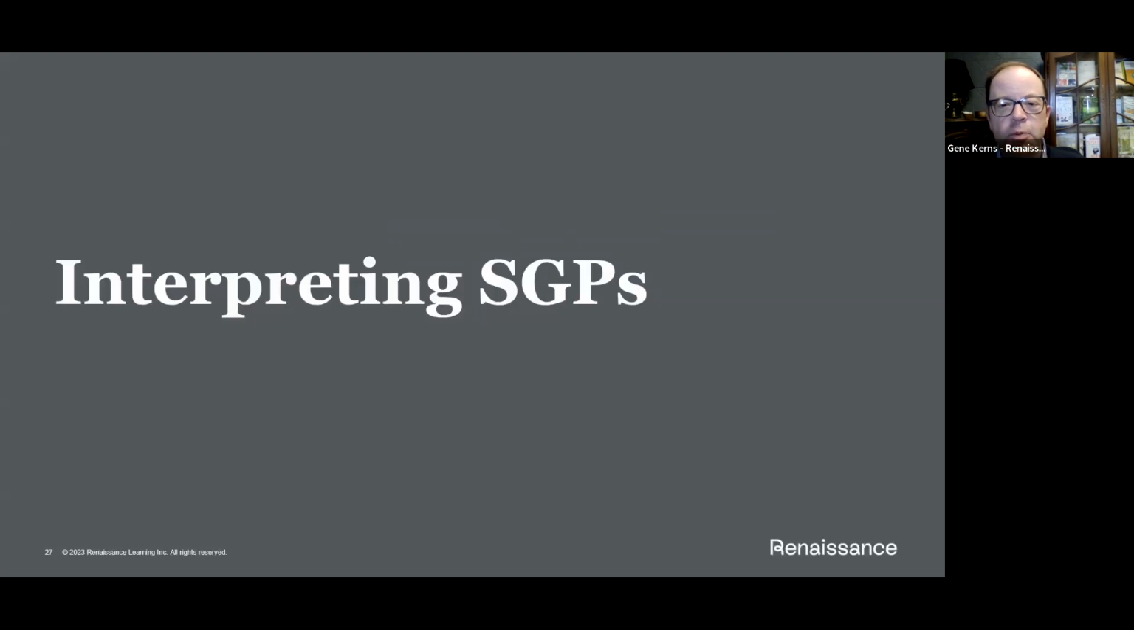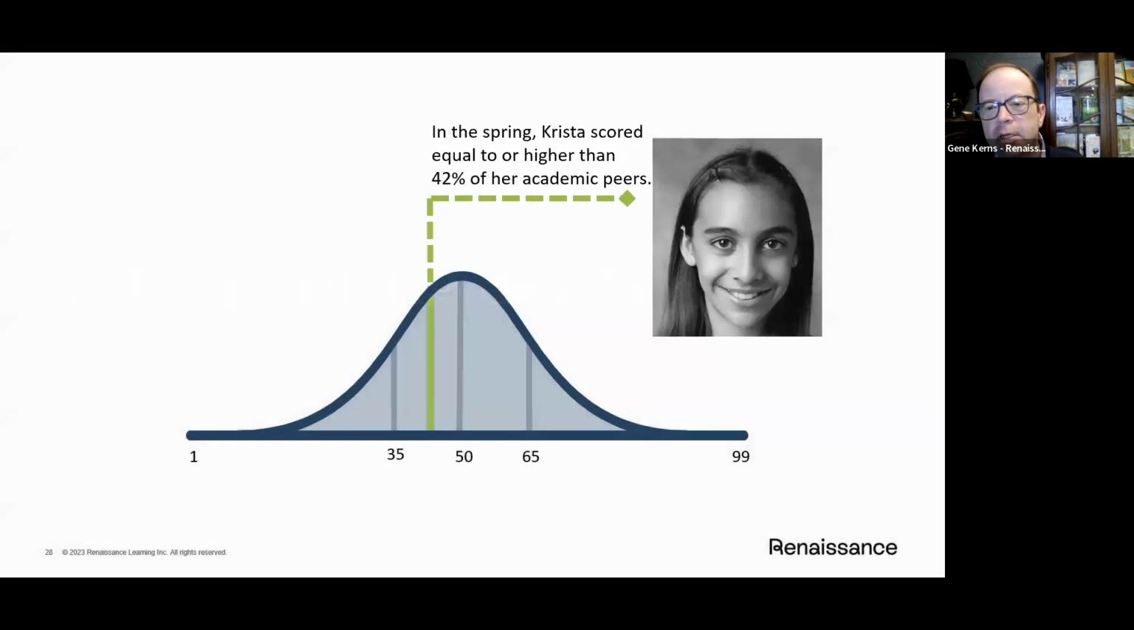Now, again, how do we interpret them? Again, it's that scale 1 to 99, where anything above 50 is above average, anything below 50 is below average. Again, here is Krista. She had an SGP of 42. What most states and most agencies that use this for accountability purposes have done, they've defined some type of range of typical growth.